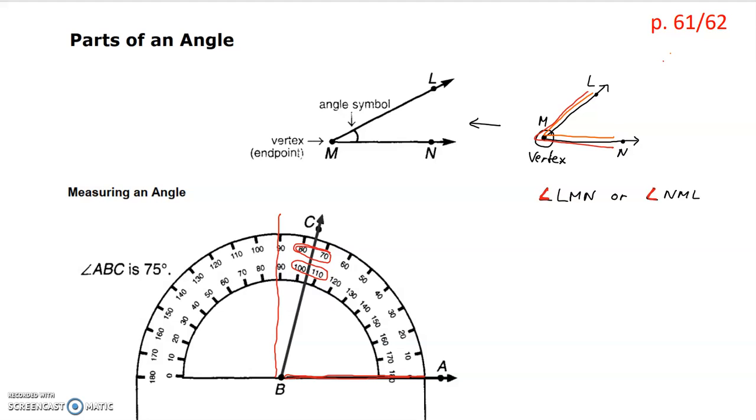And that's the one that we want to use to read this angle because we know that this angle is not at 90 degrees. So this angle is at 75 degrees. It's halfway between 70 and 80. So we can name this angle, angle ABC, or we can name it angle CBA. And that angle is 75 degrees.